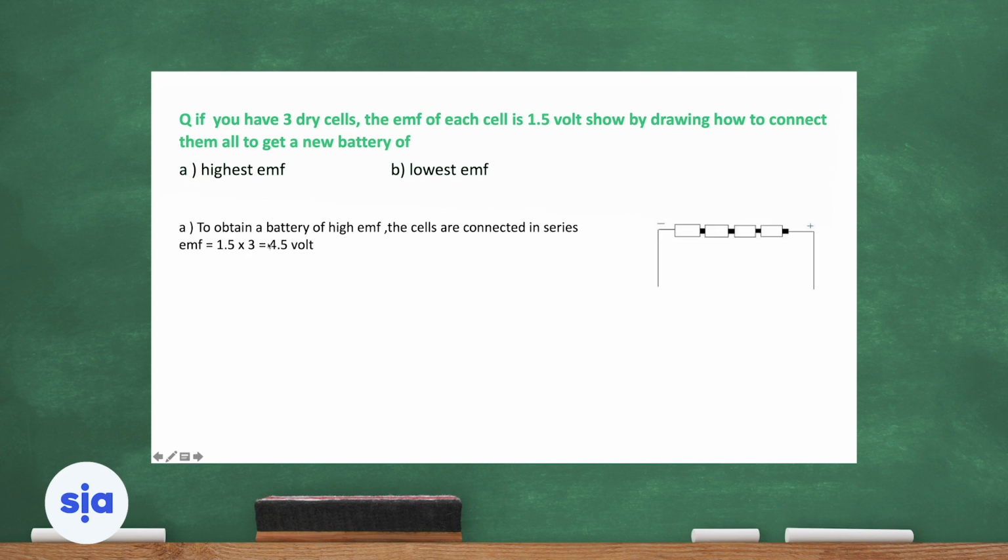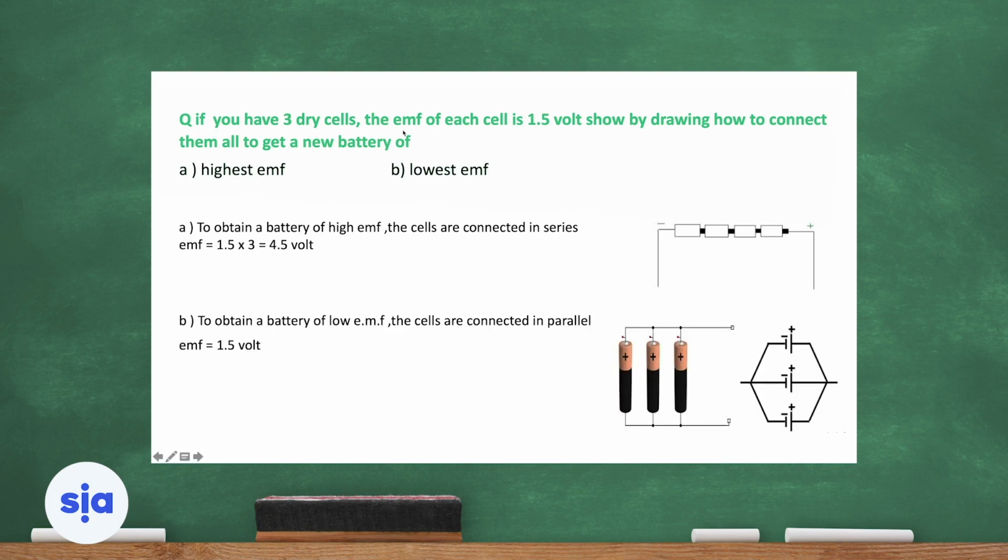To obtain a battery of high electromotive force, the cells are connected in series. So in this situation, the electromotive force will be 1.5 times 3 equals 4.5 volt. This is in case that I want to get the highest electromotive force. So I will connect these batteries in series.